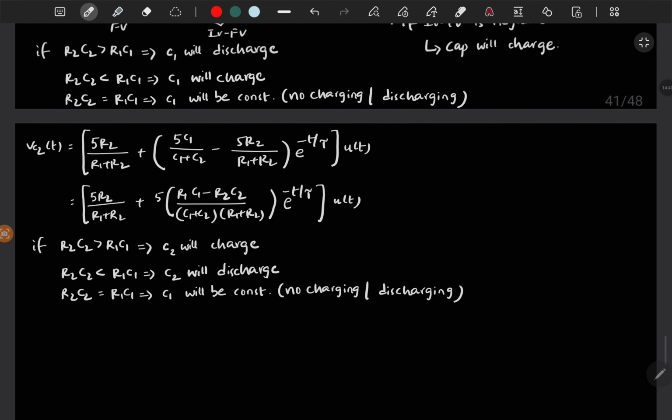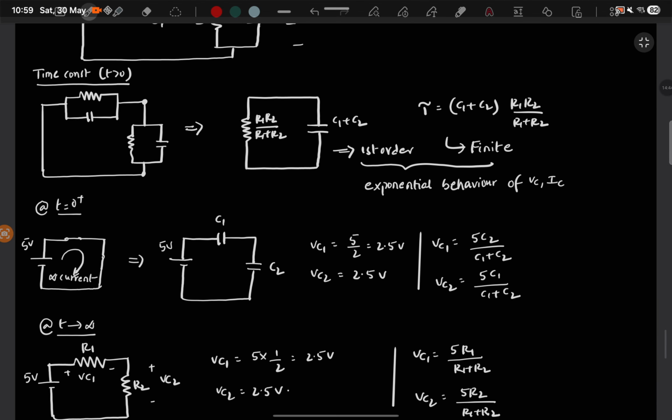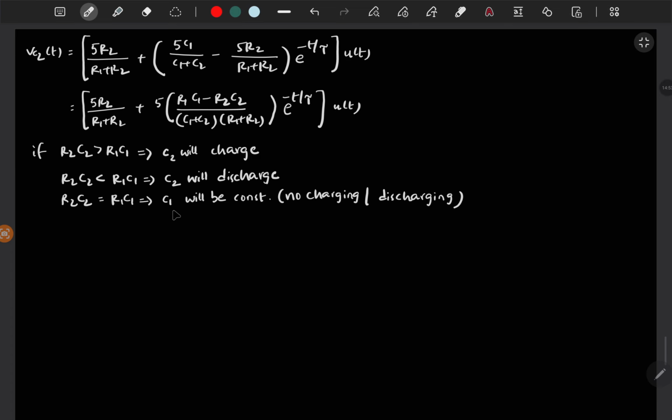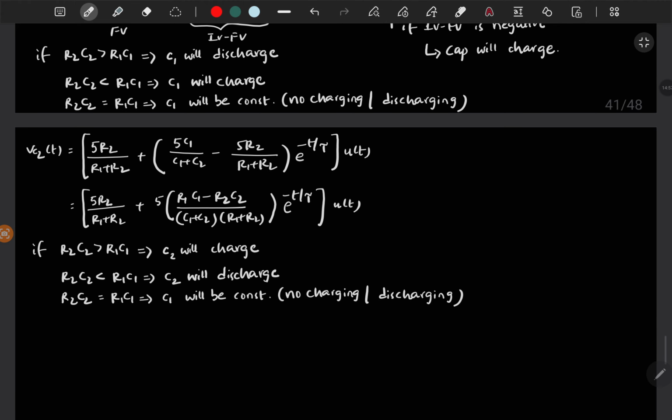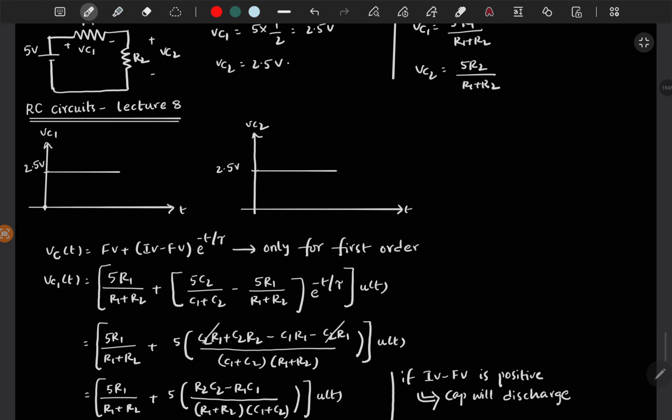We have taken C1 equal to C2 and R1 equal to R2, right? So if you multiply R1 and C1, and R2 and C2, you will get this condition, R1C1 equal to R2C2. So C1 will be constant and C2 will be constant. That is what we have got, which is 2.5. It is staying at 2.5. So this is a unit step function.